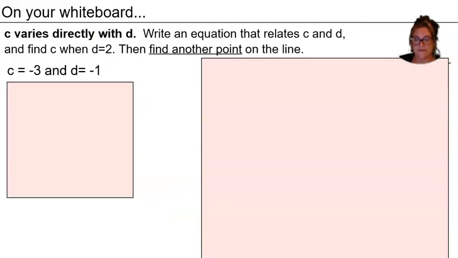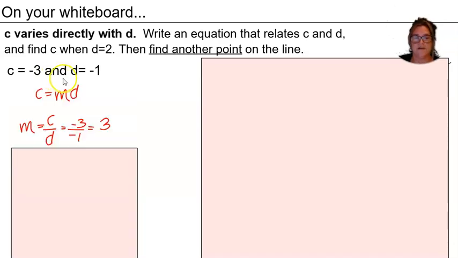So go ahead and pause the video here on your whiteboard or on some scratch paper. You're going to work out this problem where C varies directly with D, and you're going to write a direct variation equation that relates C and D. Then you're going to find C when D is equal to 2 and find the coordinates of another point on the line. C varies directly with D when C is -3 and D is -1. So go ahead and try that problem and then resume the video when you're ready to check your answer.